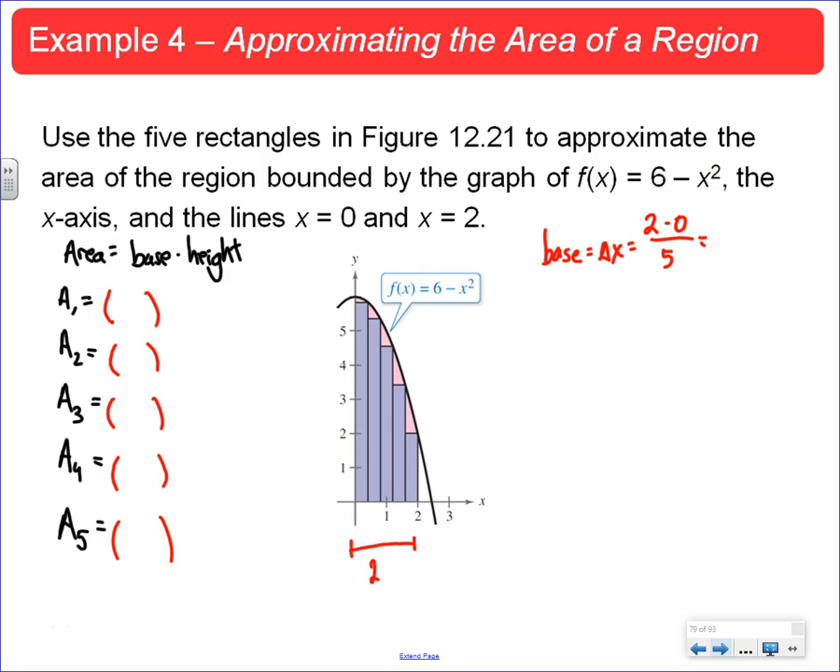So what would we do differently if they said fit 10 rectangles? Divide by 10. Fit 100 rectangles, divide by 100. But in this one they said divide by 5, sweet. So each one's going to have a width of 2/5, so we can say a base of 2/5.